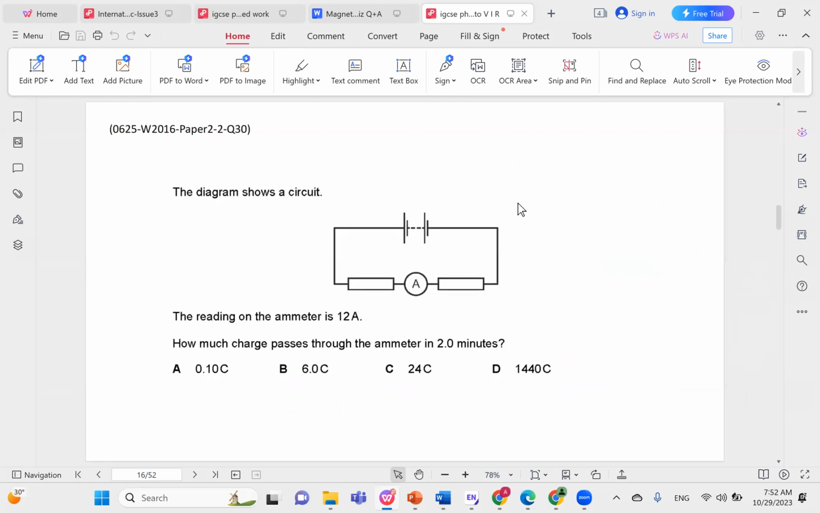The diagram shows a circuit. The reading on the ammeter is 12 amperes. How much charge passes through the ammeter in 2 minutes? So again, Q equals I multiplied by T. I is 12. T is 2 multiplied by 60. So we can use our calculator in order to figure out what the answer is. Or using common sense, you can figure out that the answer must be D because it's the only number large enough to be equal to 12 times 2 times 60.